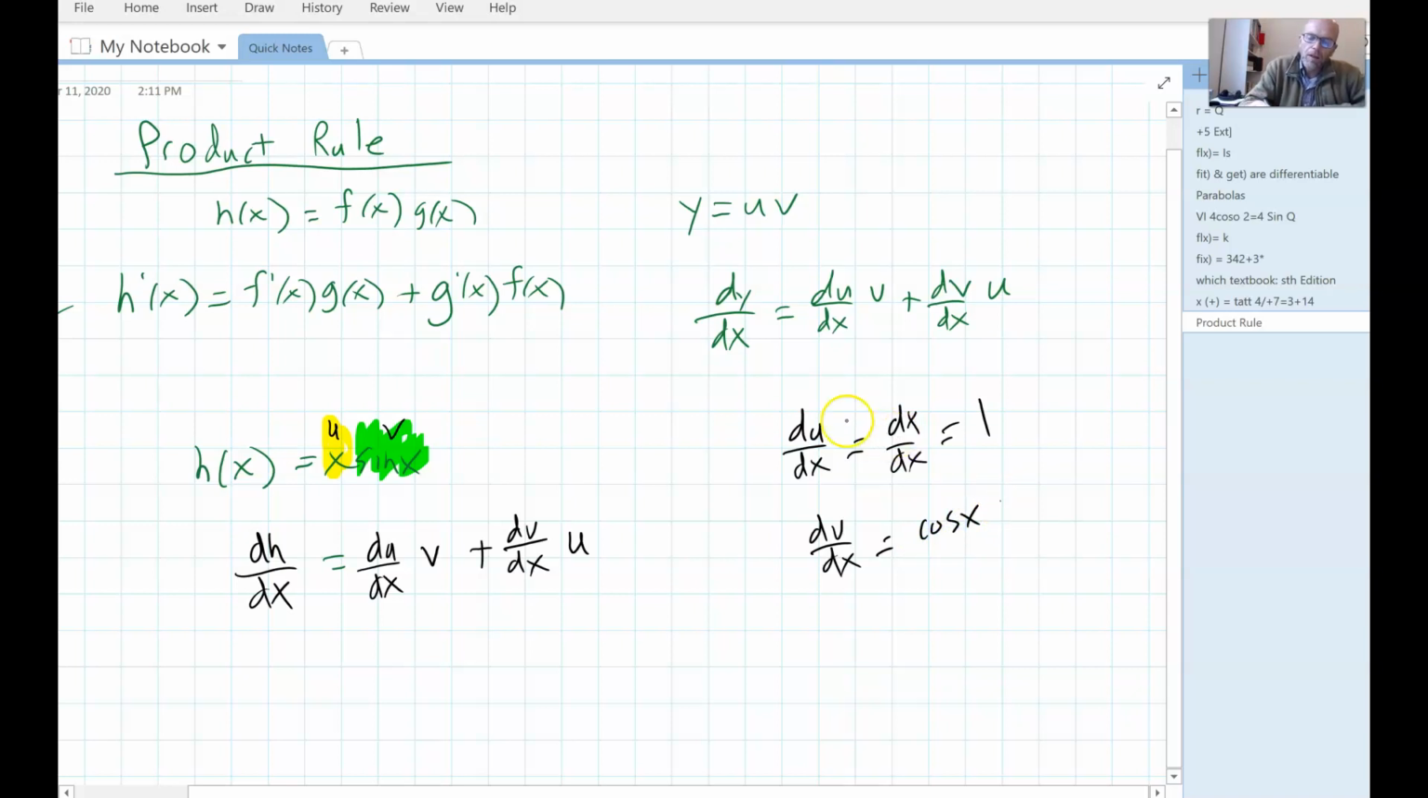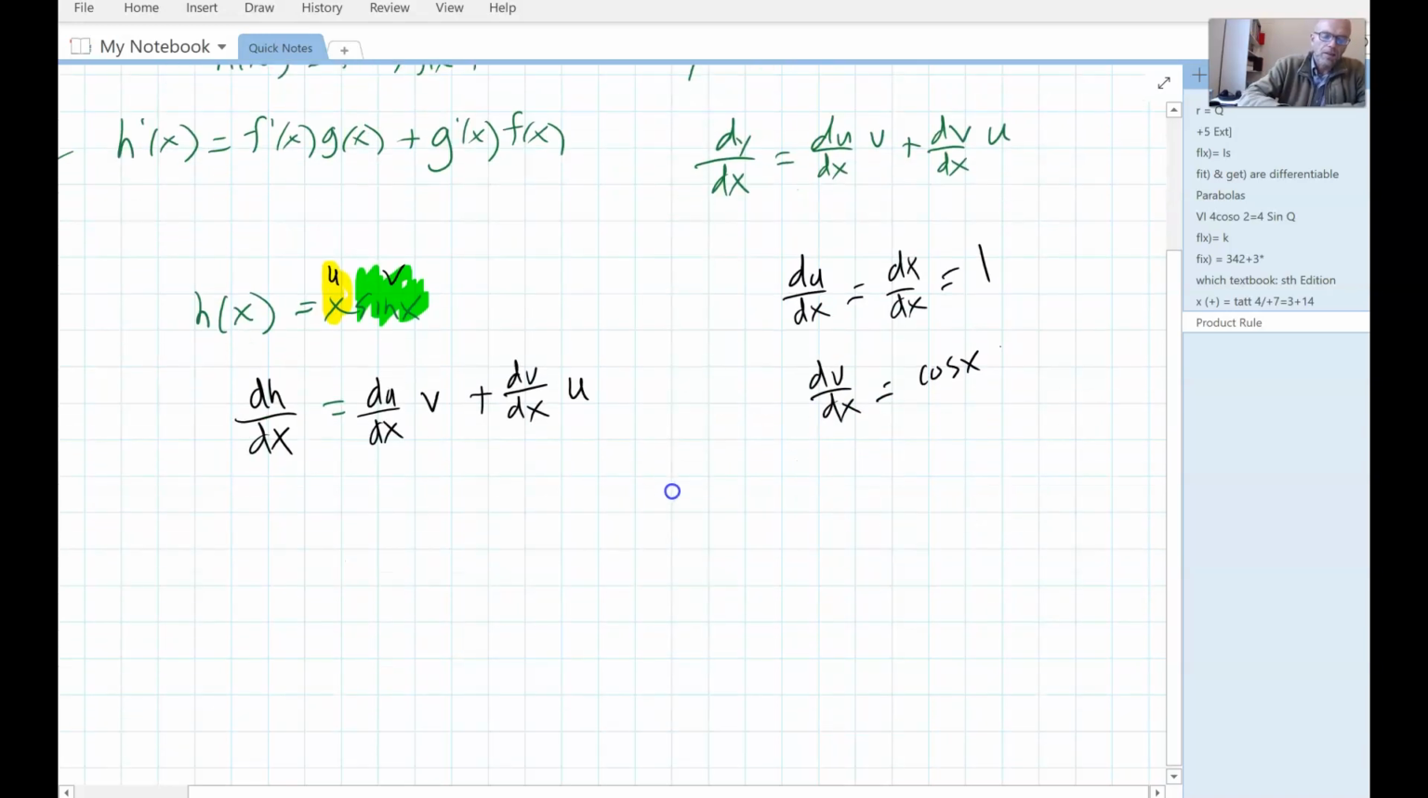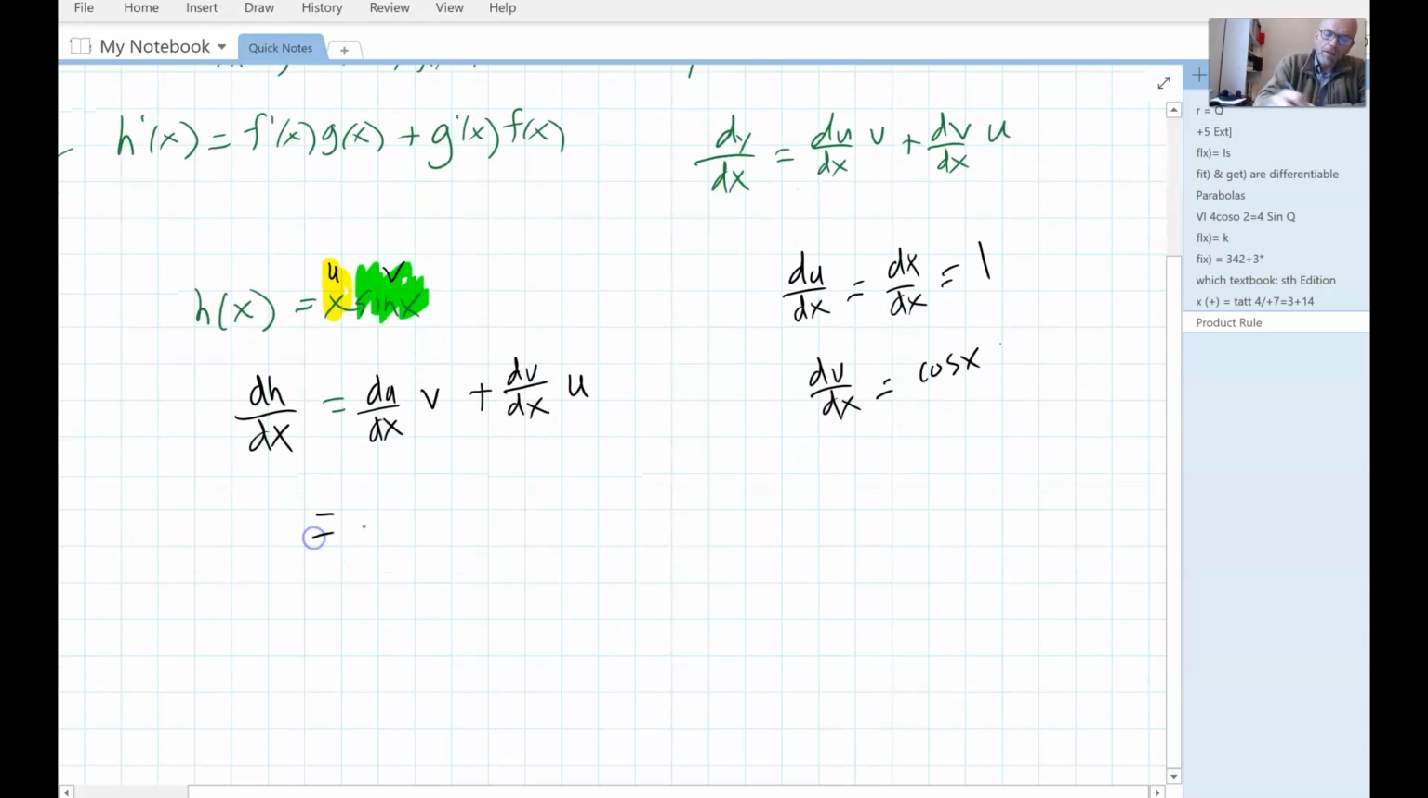So now we know what du/dx and dv/dx are. Then I'm going to come back over here and place du/dx, which is just 1, times v, which we know is sine x, plus dv/dx, which is cosine x, times u, which was x. So in the end, we have sine x plus x cosine x.